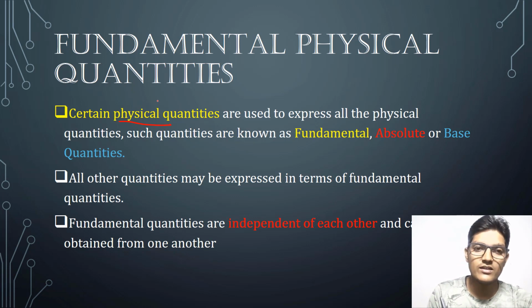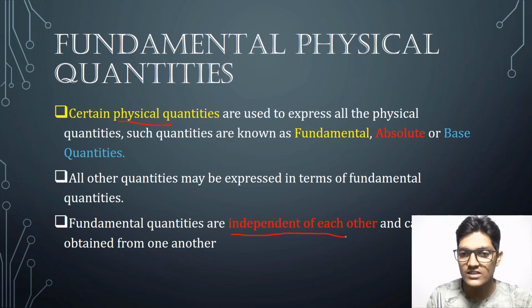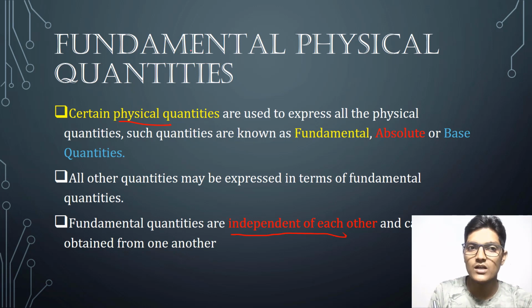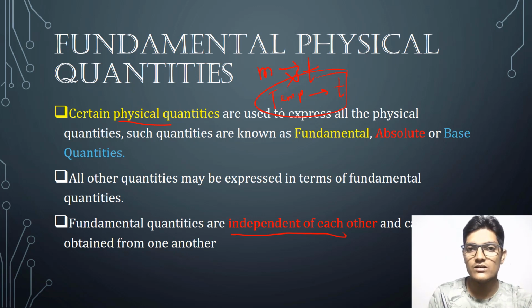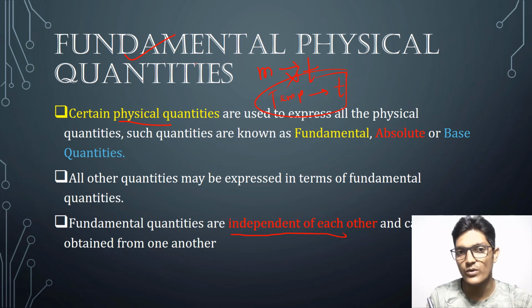Okay, and they are independent of each other. So that means we can't express a fundamental physical quantity in terms of some other physical quantities. Okay, for example, mass and time are not depending on each other. We can say that temperature and time are not depending on each other, they are independent of each other, and we are saying that all this comes under our fundamental physical quantities.